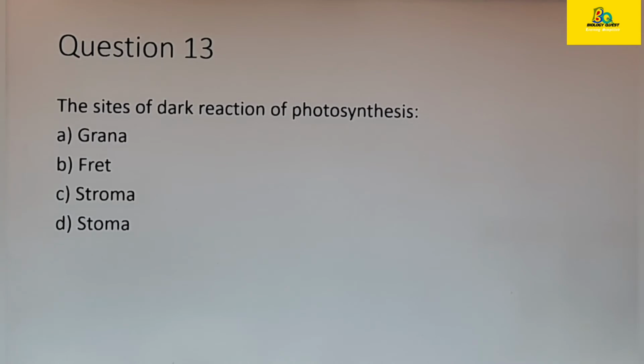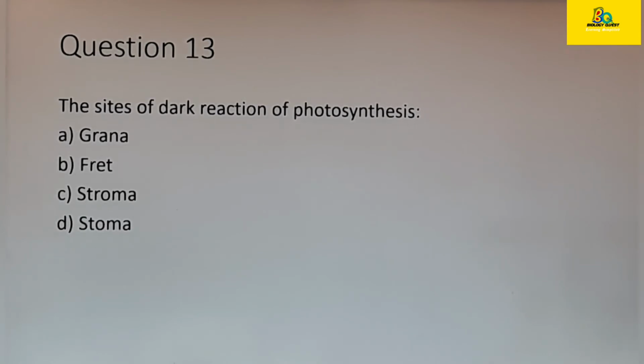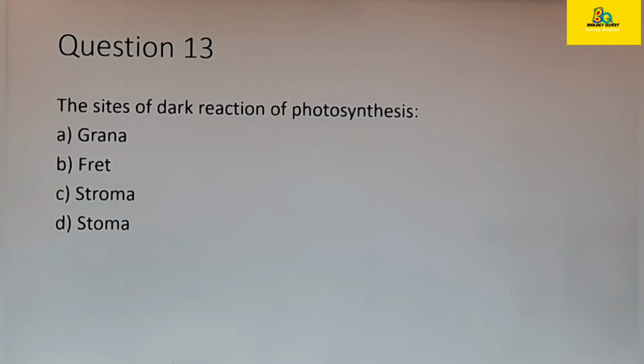Grana are the sites of light reaction. Light reaction takes place in the grana or in the thylakoids, because we know on the walls of the thylakoids the chlorophyll pigment is present. So light reaction takes place in the grana or on the thylakoids. Moving on to the second option, fret. Fret refers to the lamellae or the channels that connect the thylakoid of one granum to the thylakoid of another granum. Those connections are called fret.